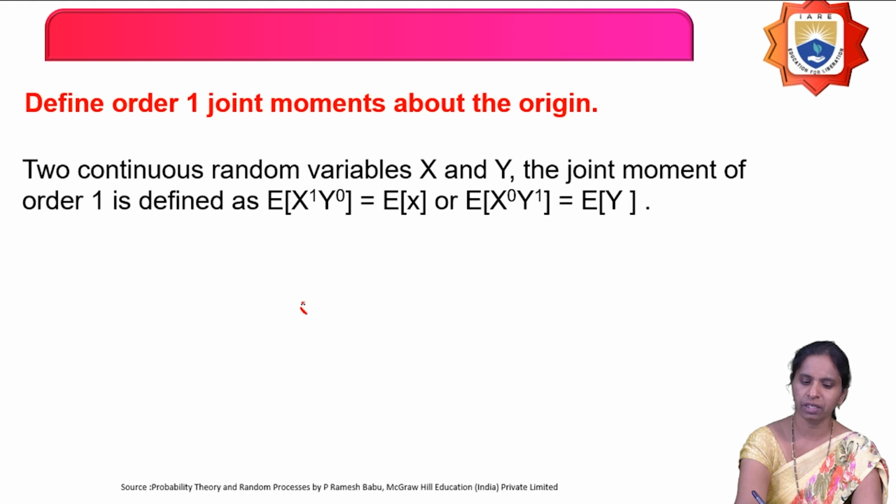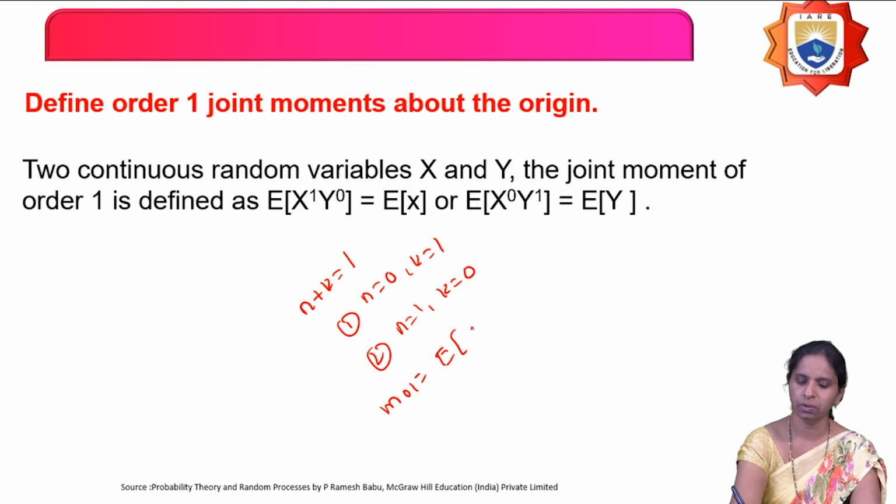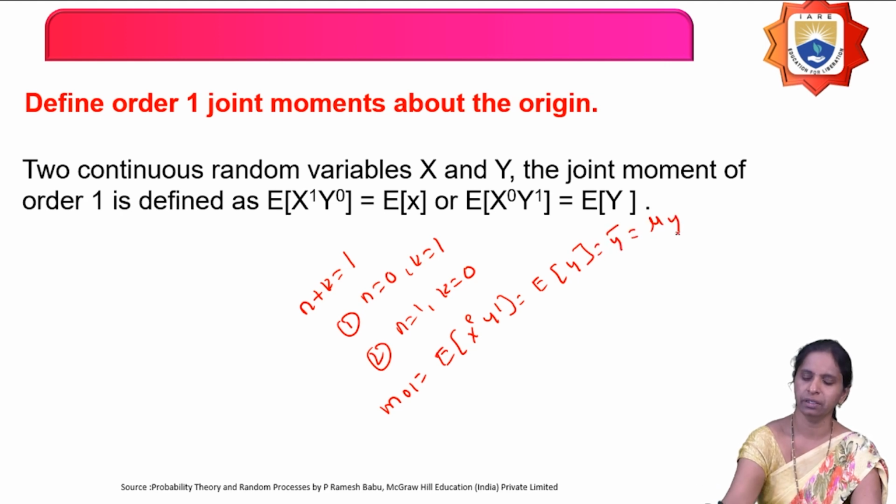Next one is define order 1 joint moments about the origin. Order 1 is nothing but n plus k equals 1. So you can take n equals 0, k equals 1. This is the first case. Or else you can take n equals 1 and k equals 0. Then m0 1 is nothing but expectation of x power 0 into y power 1, nothing but expectation of y, nothing but y bar or mu y, which is called the mean of y.